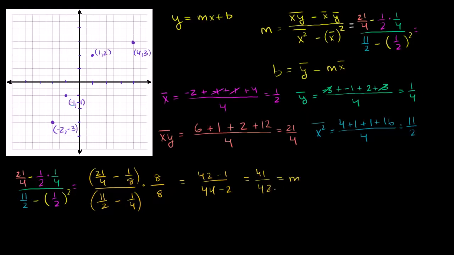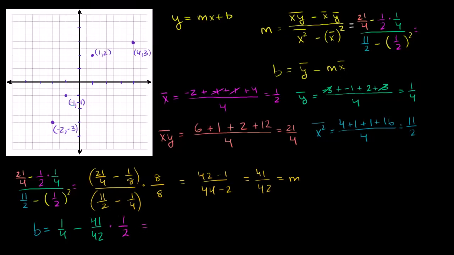The slope is 41/42. So a little bit less than a slope of 1, right? 42/42 would be exactly 1. So our regression slope is a little bit less than 1. And then our regression y-intercept, b, is going to be equal to the mean of the y, so 1/4, minus our slope, 41 over 42, times the mean of the x's. The mean of the x's is 1/2.